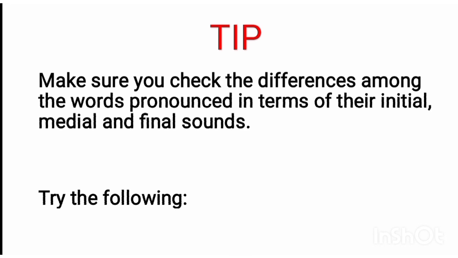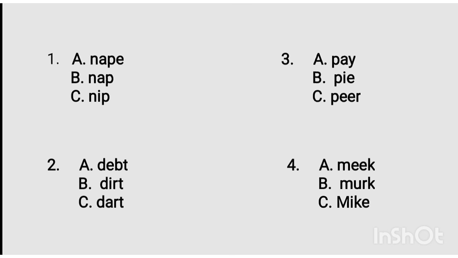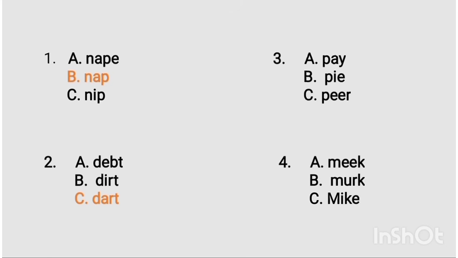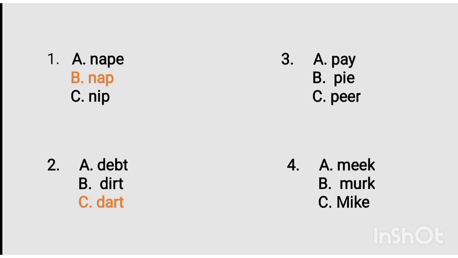Try the following with me. Number 1. Nap. The word I read was N-A-P, nap. Number 2. Dart. The word I read was D-A-R-T, dart. Number 3. Pay. The word I read was P-A-Y, pay. Number 4. Murk. The word I read was M-U-R-K, murk.